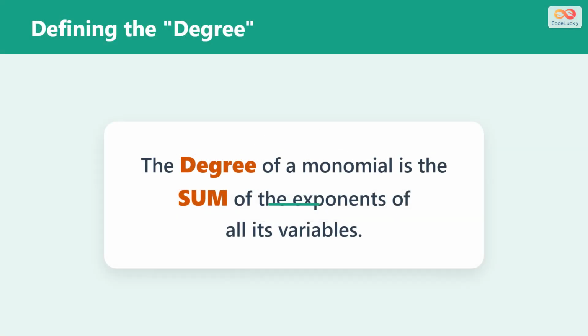The degree of a monomial is defined as the sum of the exponents of all its variables. It represents the highest power in that single term.